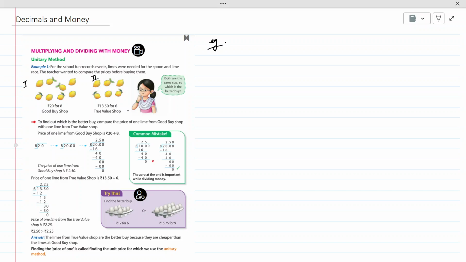Now she is going to compare the prices in both shops, and wherever she gets more limes for less price, she will go to that shop. So what we have to do here is find the price of one lime in both the shops. I'm writing here, for shop number 1, price of one lime. How can we find it? By dividing the total amount by the total number of limes, so you have to divide 20 by 8.